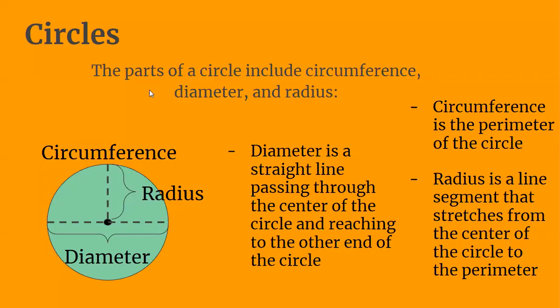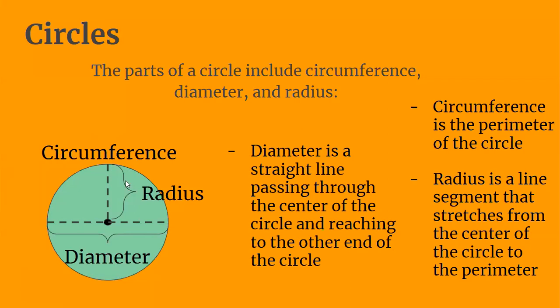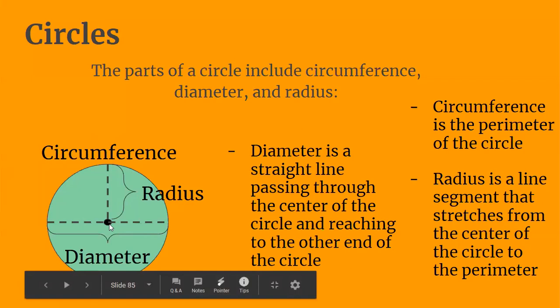All right. Welcome to hardcore mode. Next we're learning about circles. The parts of a circle include circumference, diameter, and radius. As you can see here, they're labeled. Circumference is basically the perimeter of the circle. Radius is a line segment that stretches from the center point of the circle to the perimeter, or the circumference, of the circle. And diameter is a straight line passing through the center of the circle and reaching to the other side of the circle.